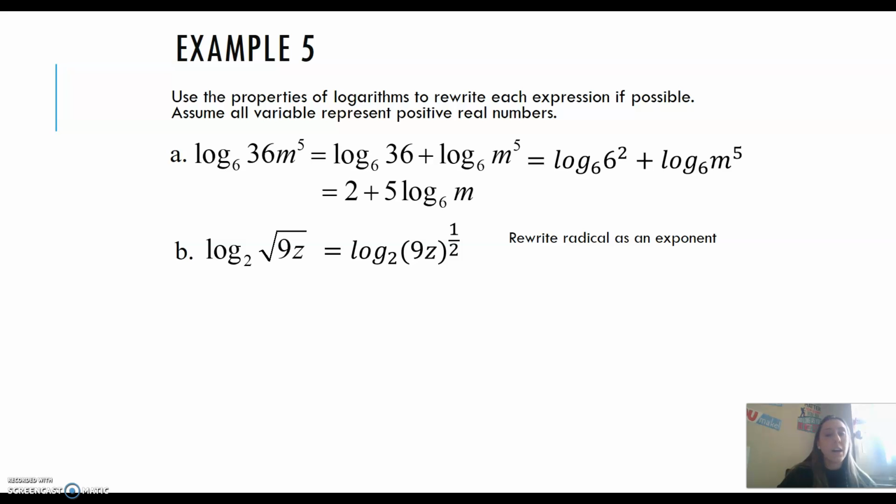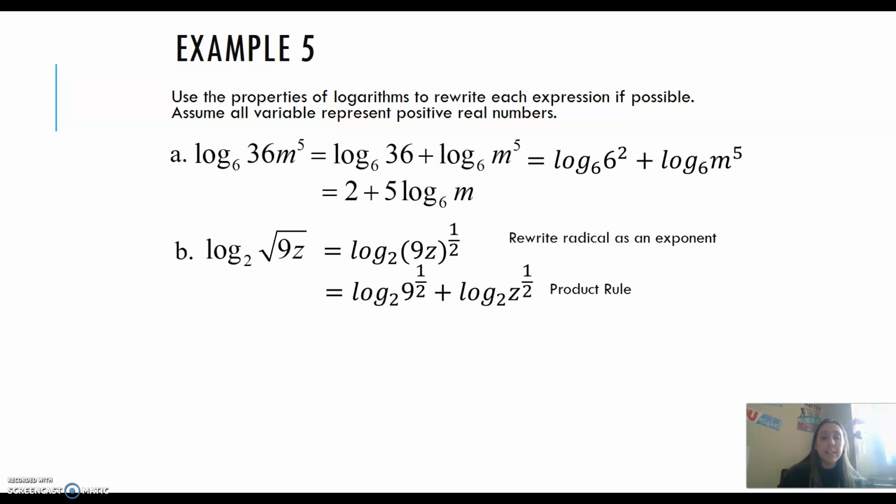So then I get log base 2 of (9z) to the 1/2. Notice that I have this in parentheses, because all of this is underneath the radical. So it belongs to both of them. That was something that was missed on the test, so make sure that's something that we're noting here.